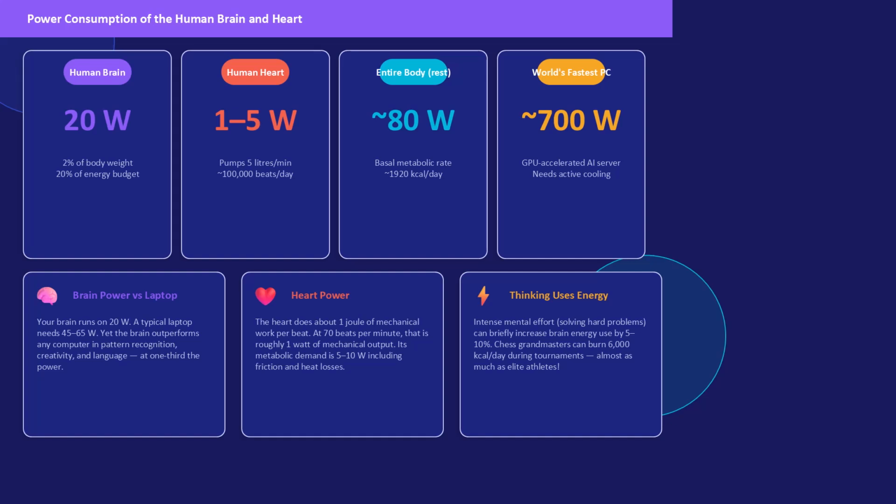And here is a surprise. Chess grandmasters during intense tournament play have been measured burning over 6,000 kilocalories per day, comparable to elite marathon runners. The mental stress of deep calculation drives metabolic rate to 3 times its resting value. Mental work is real work. Chess is not a passive game.